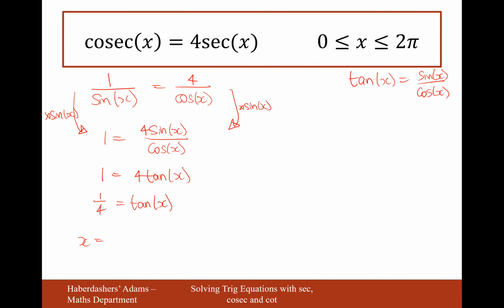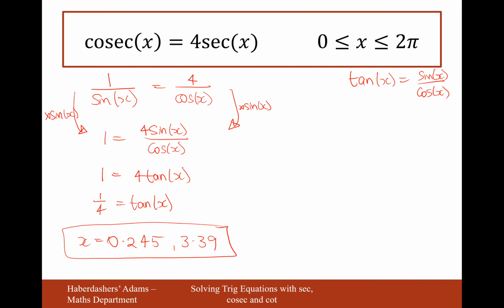So I'll plug this into the calculator then. Inverse tan 0.25, and I've got 0.245. And the way that I'll find the next solution on a tan graph is just by adding pi radians. So that will give me 3.39. And there we are, these are the two solutions to this equation.